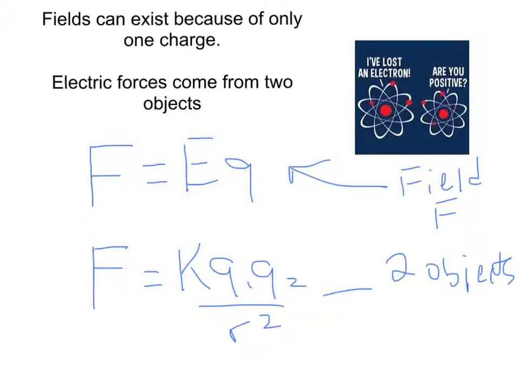So our two equations. The field force equation, F is equal to E times Q. Again, similar to M times A, force is always force. The second one is Coulomb's law. F is equal to K Q1 Q2 over R squared.